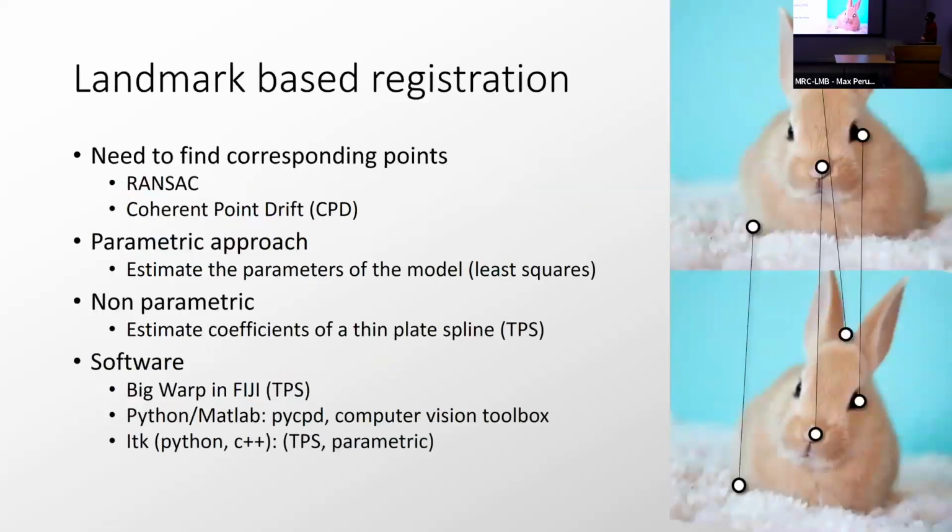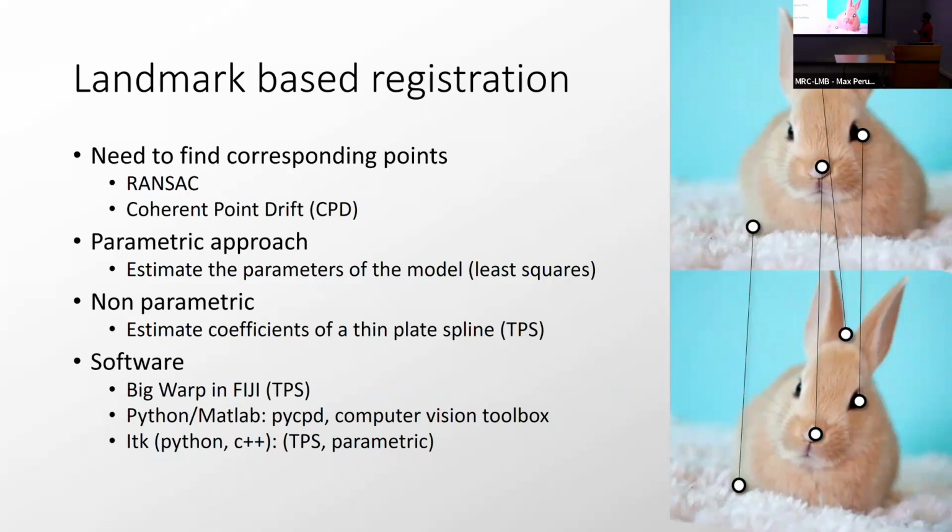In landmark-based registration, you need to find corresponding points unless you already provide them as pairs. You can use different algorithms such as RANSAC, which is a robust estimation of the deformation matrix and the matching of the points, or the method called coherent point drift, which also does this. It basically estimates, in a least squares approach in a robust way, the link between the points and the deformation.